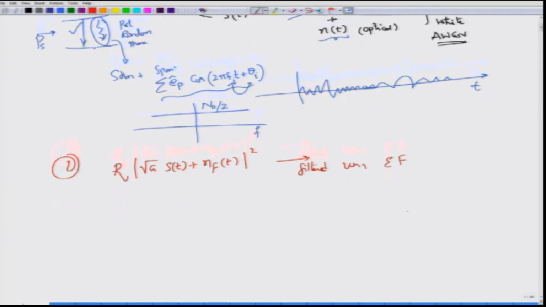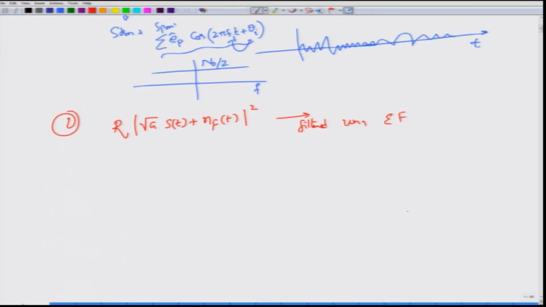But let us look at what terms you are going to get here. Expand this magnitude square and you get one component, which is g times magnitude of s of t squared. The other component would be 2 square root of g times nf of t times s of t, and the third component is basically magnitude of nf of t squared. Clearly, this is just the signal component, and because this is signal multiplied by a signal complex conjugate, we call this signal-signal beating.